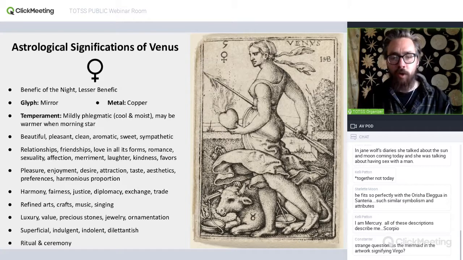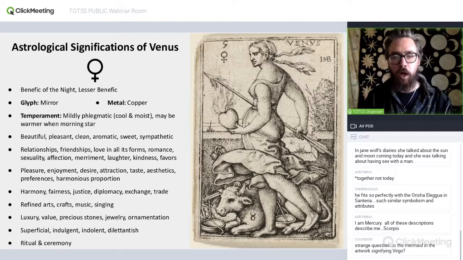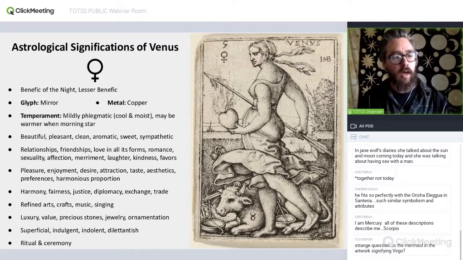She rules pleasure, enjoyment, desire, attraction. When you talk about Venus in someone's chart, it indicates both the things that you're attracted to, as well as the ways that you attract other people. Taste, aesthetics, preferences, and harmonious proportion. Again, that classical idea of beauty as harmonious proportion. Venus can signify harmony, fairness, justice, diplomacy, exchange, and trade.